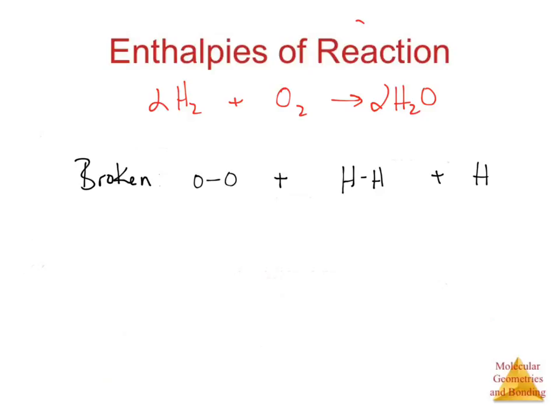Well, I could add another hydrogen-hydrogen bond broken, or I can just multiply that by 2. Okay? So this is where you would bring in that coefficient, because our equation is telling us that we need 2 of those to happen. That's when we bring in the multiple bonds breaking. What happens for our bonds formed?